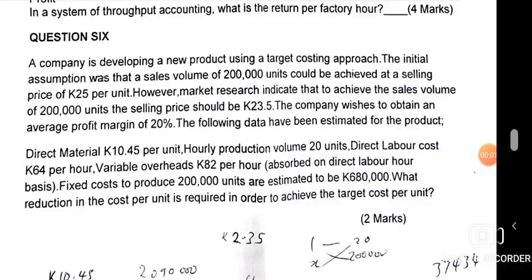So we have this particular question that we want to answer. Specifically, this video is on target costing. So we want to read it. That's question 6 you're seeing on the screen.